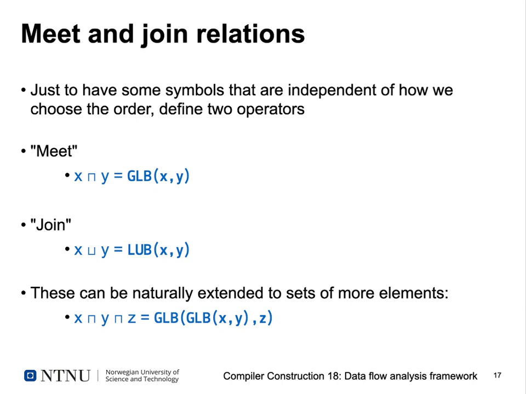And using these, we can now naturally extend these to sets of more elements. So we can say x meet y meet z, and this is the greatest lower bound of the greatest lower bound of x and y, and this is combined in this outer greatest lower bound with z.